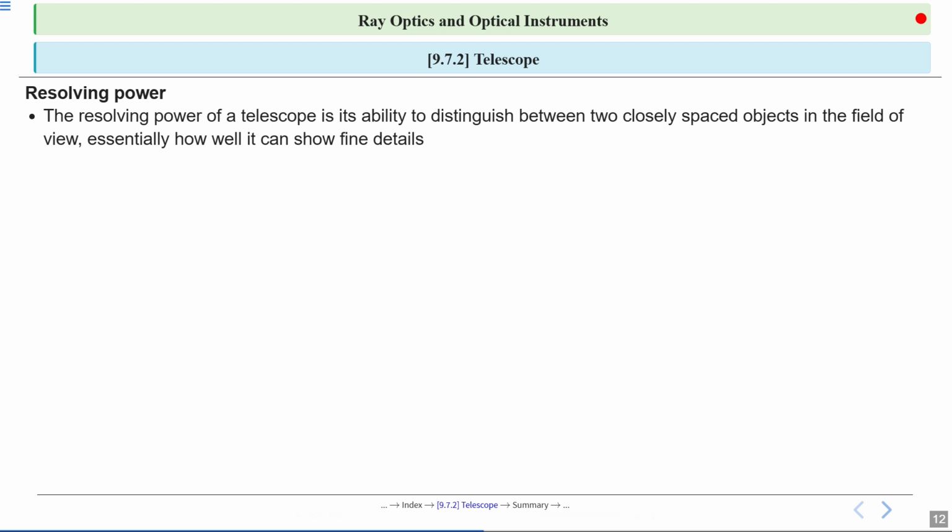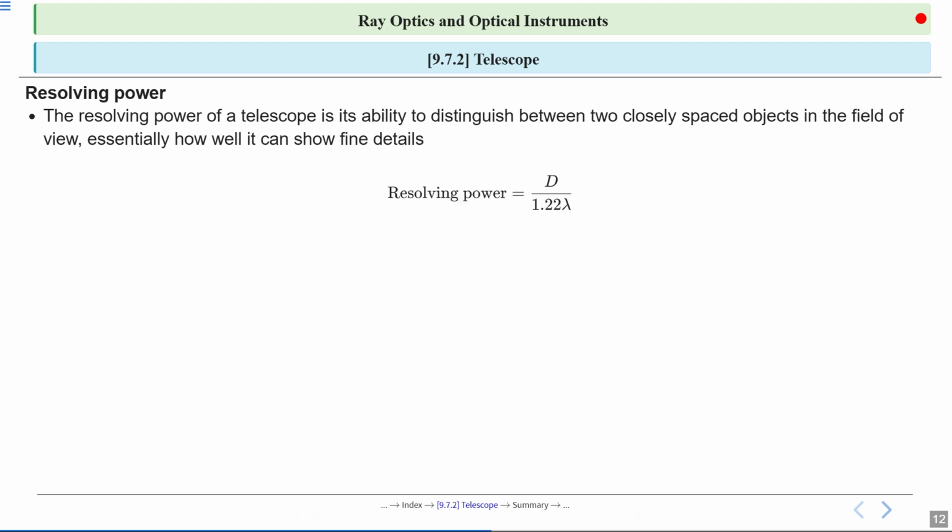Okay, so how much fine detail can a telescope show? Like it can show two stars that are separated by 1 arc minute when viewed by the naked eye. When viewed by the telescope, they appear to be separated by 1.67 degrees, which is 100 times 1 arc minute. So what is the telescope's ability to show two different objects separately, to resolve them or to show the fine details?